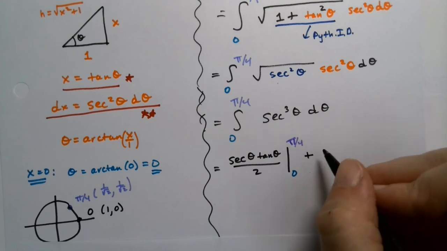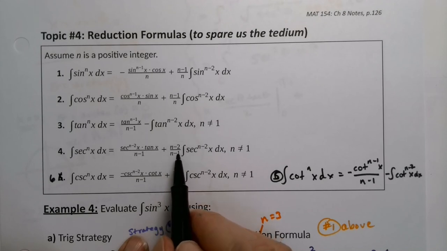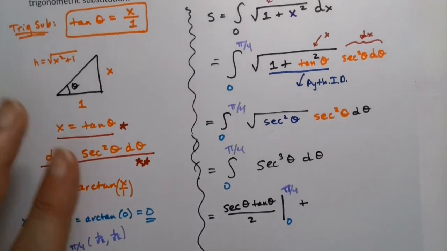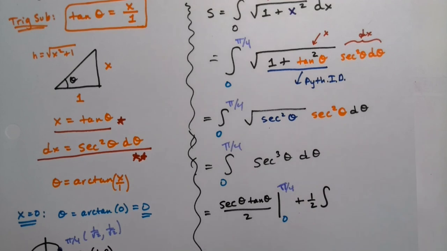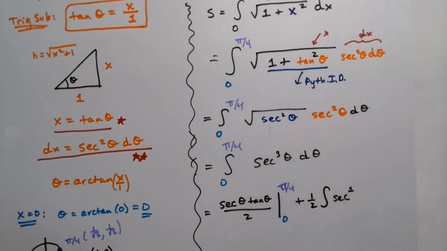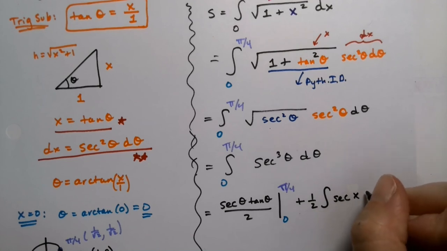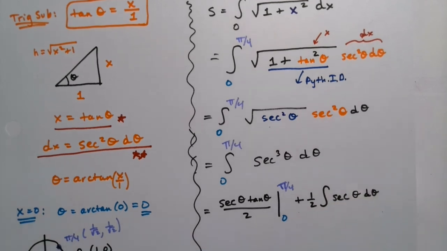Plus, and then n minus 2 over n minus 1. So n minus 2 is 1, right? Because 3 take away 2 is 1. 3 take away 1 is 2. So that's 1/2. So minus a half, or plus a half, excuse me, plus a half integral, and then secant to the n minus 1, which would be secant to the 1 of x, secant of x dx, or secant of theta. Sorry, the formula uses x, but of course for our problem we're using theta. And then again, this would be from 0 to pi over 4.